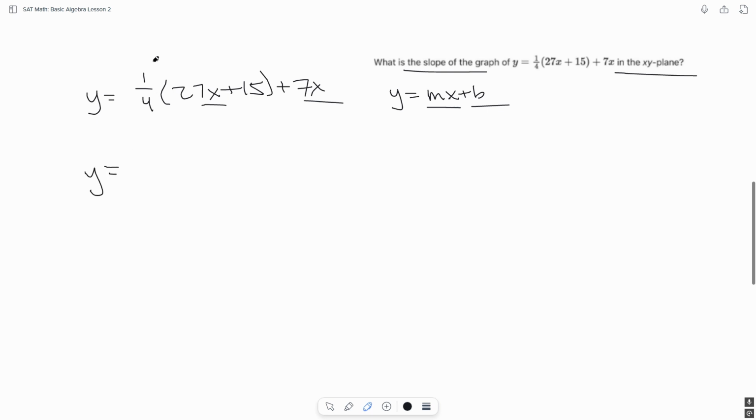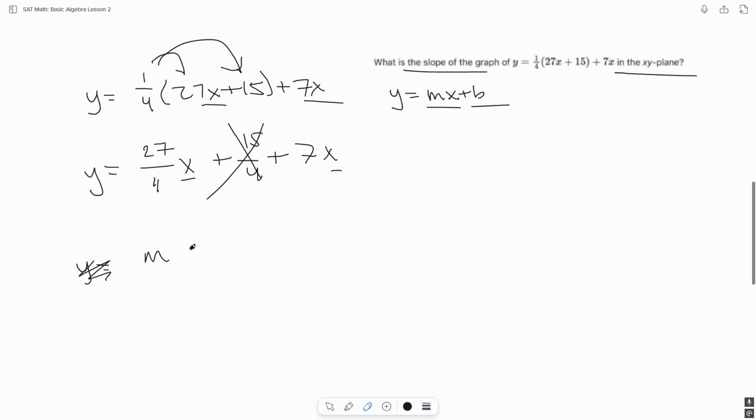So we have, if we do this, we have to distribute, so you have 27 over 4x plus 15 over 4 plus 7x, because that's not distributed, right? So because you're looking for the slope, you can ignore whatever the y-intercept is. It doesn't matter. All you need to know is what's under x. So you'll have the slope is equal to 27 over 4 plus 7. So that is 27 over 4 plus 28 over 4, which will just be 55 over 4. So that'll be your slope.